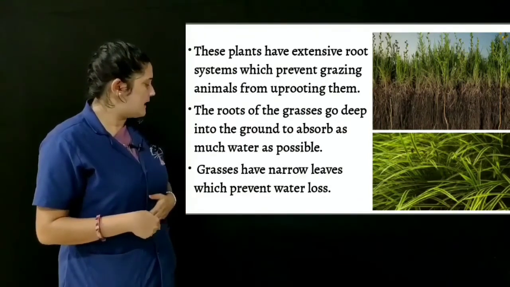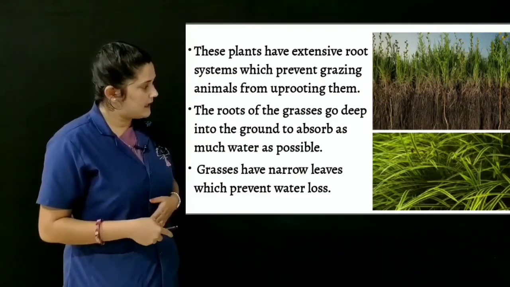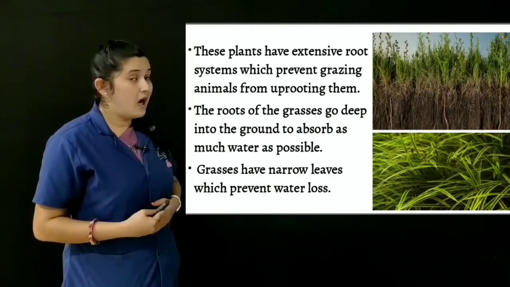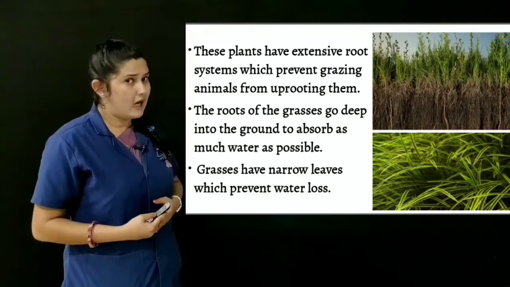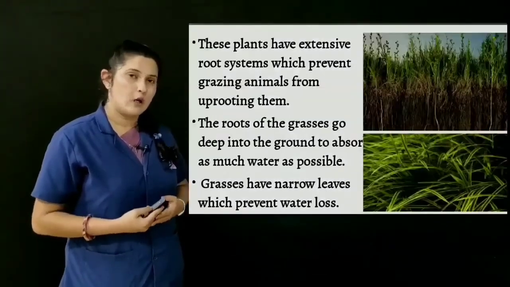Grasses have narrow leaves which prevent water loss. Here you can see the leaves of these plants. They are narrow. Why they are narrow? It is to prevent water loss.